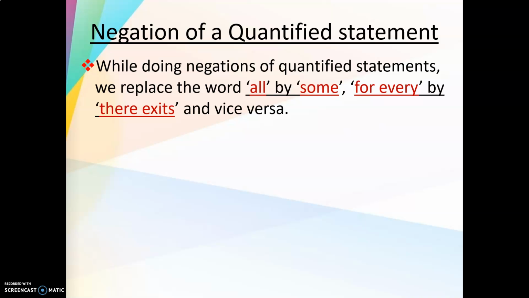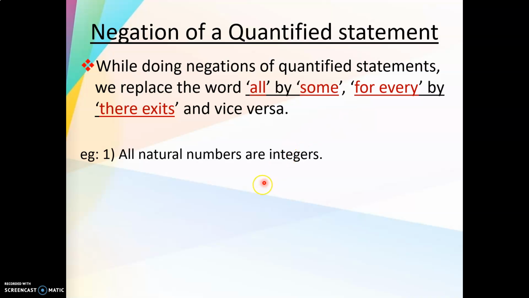While doing negations of quantified statements, we replace the word all by some, for every by there exists, and vice versa. So we'll change the word all by the word some and some by the word all. Similarly, for every with there exists and there exists by for every. So one example is given.